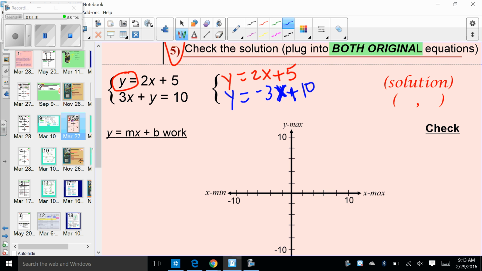Do we have 0 solutions, 1 solution, or an infinite number of solutions? Remember, 0 solutions means that the lines are parallel. If they're parallel, they have the same slope. 1 solution means that they intersect somewhere. And an infinite number of solutions means it's the same line. So I have this situation going on. Our slopes are 2 and negative 3, different slopes. So therefore, they should intersect one time. We should have one solution.